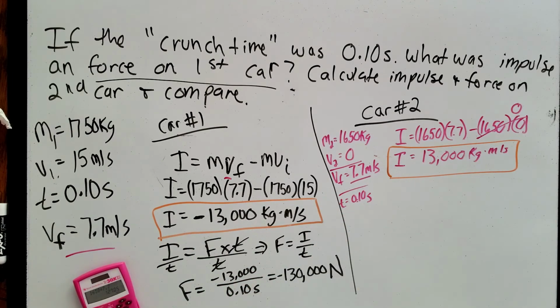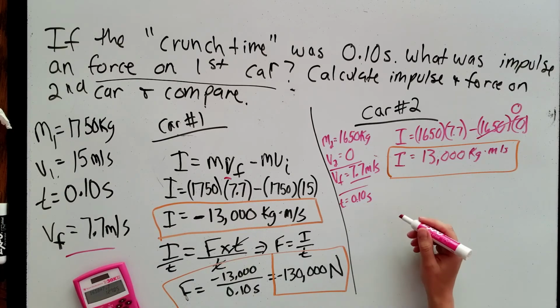Now let's look at the forces. So I have negative down here for car 1. I got negative 130,000 newtons. So what do you expect the force on car 2 to be? Because forces also have equal and opposite action-reaction pairs.